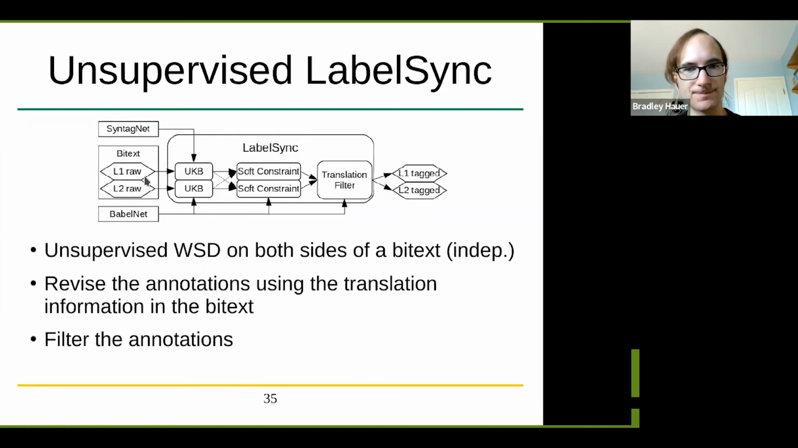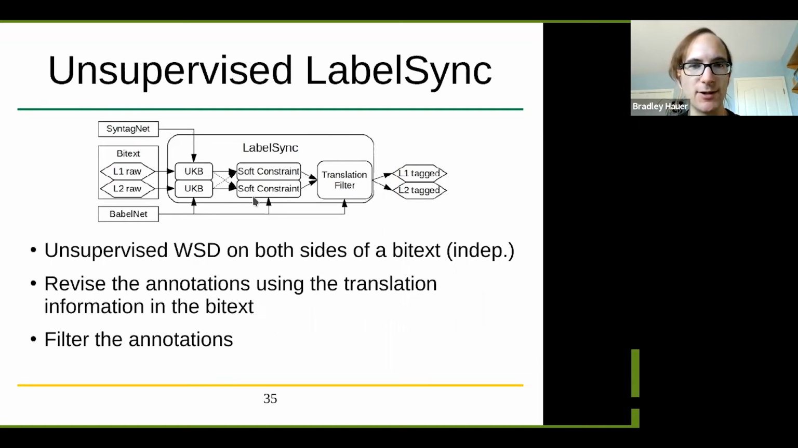That's a bitext. We do unsupervised WSD on both sides of the bitext using UKB along with SyntagNet. So again, this is an unsupervised WSD system. It doesn't need any training data, so it's perfectly fair to use that in the unsupervised setting. And that's making use of both SyntagNet and BabelNet. And that sense tags the corpora on both sides. But of course, because UKB is an unsupervised system, we expect its output to be quite noisy relative to what we would want for our training data.